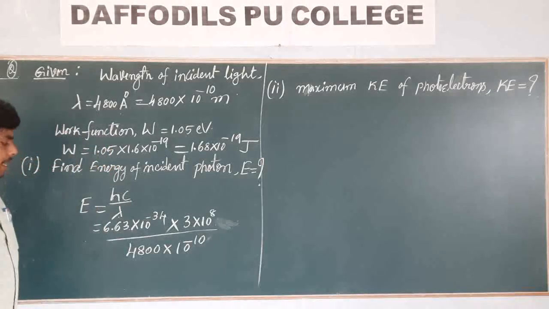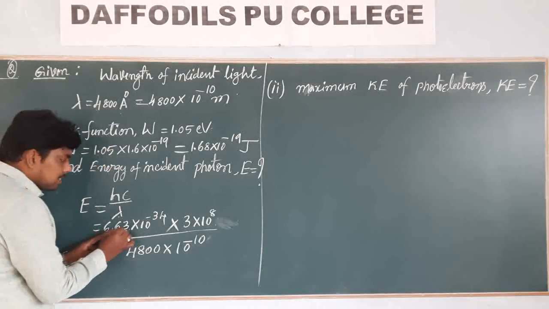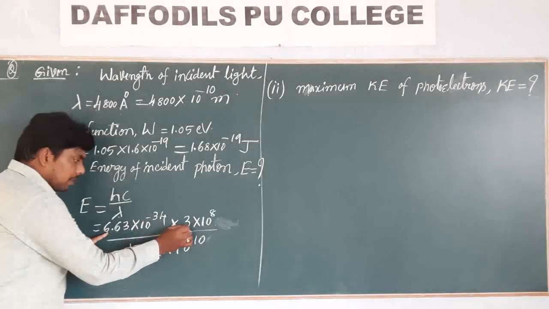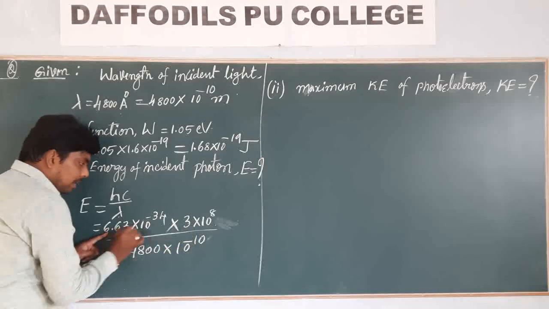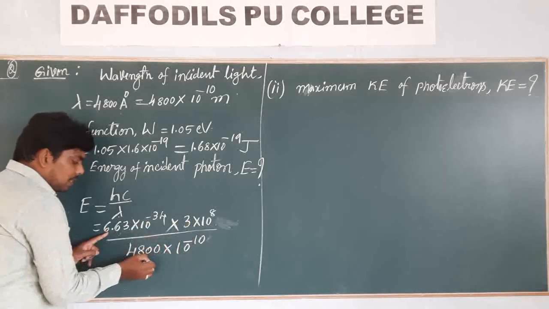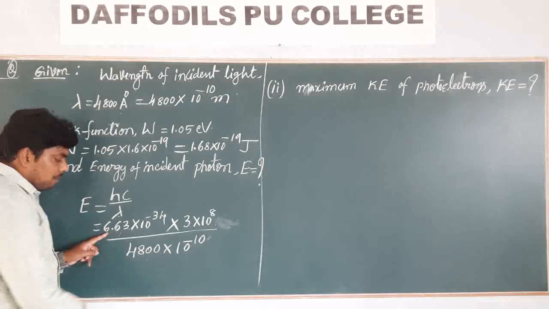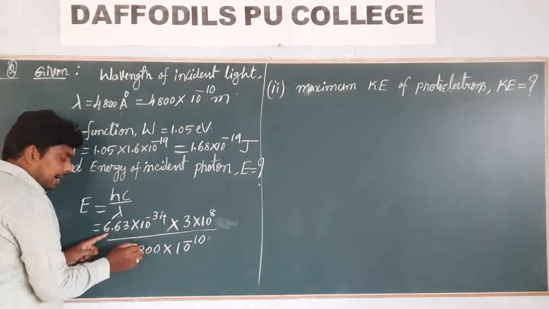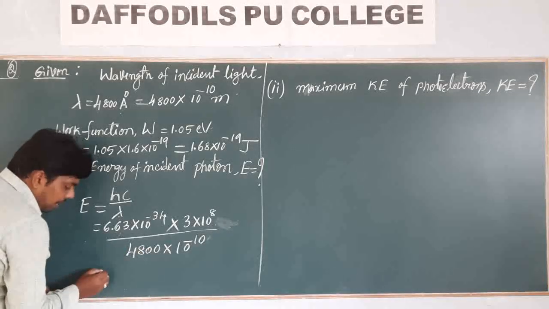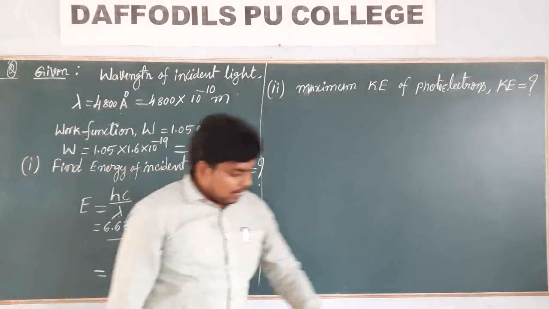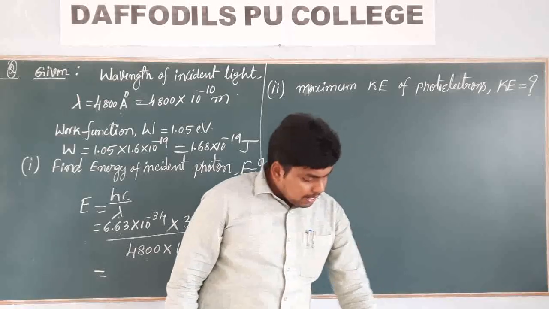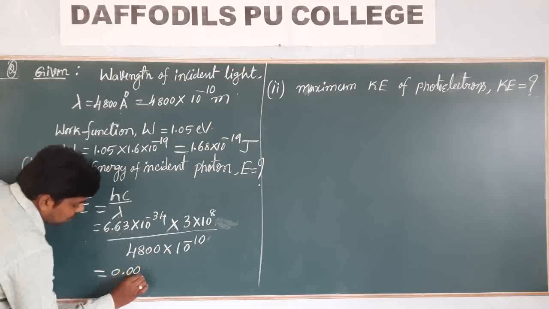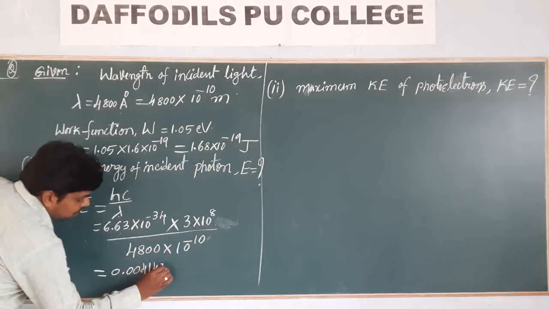Here, first calculate 6.63 into 3. Later, whatever value you get, divide it by 4800. First you calculate 6.63 into 3, later divide it by 4800. You will get a value nearly equal to 0.004143.